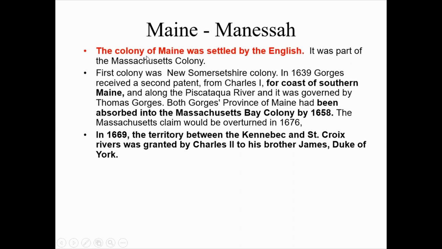Now, here's the history on the colony of Maine. It was an English settlement. It settled in southern Maine. It eventually became absorbed into the Massachusetts Bay Colony in 1658. They both became the same colony. Now it says in 1669, the territory between the Quebec and St. Croix rivers was granted by Charles II to his brother James, the Duke of York. And the man who settled this, his name was Thomas George. He was the original settler, and I think that was in 1639.